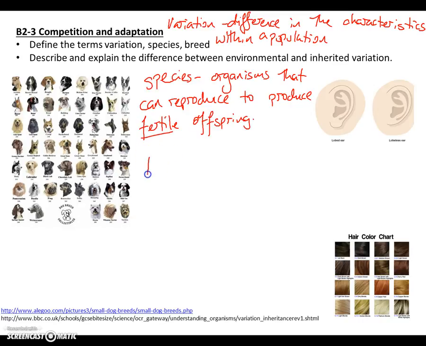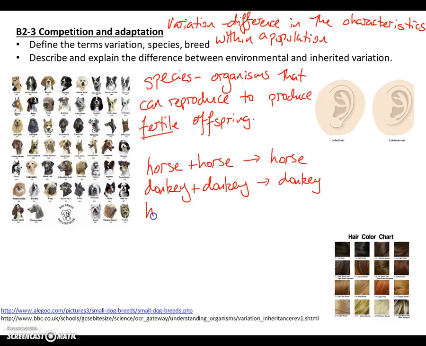So, for example, if two horses were to reproduce with each other, they reproduce another horse, so they'd be members of the same species. If you take a donkey and a donkey, and they reproduce, you get a donkey. But if you take a horse and a donkey, you produce a mule. And while it does produce a mule, the mule itself is sterile. It can't produce any further offspring. So these two, therefore, by definition, are not part of the same species.